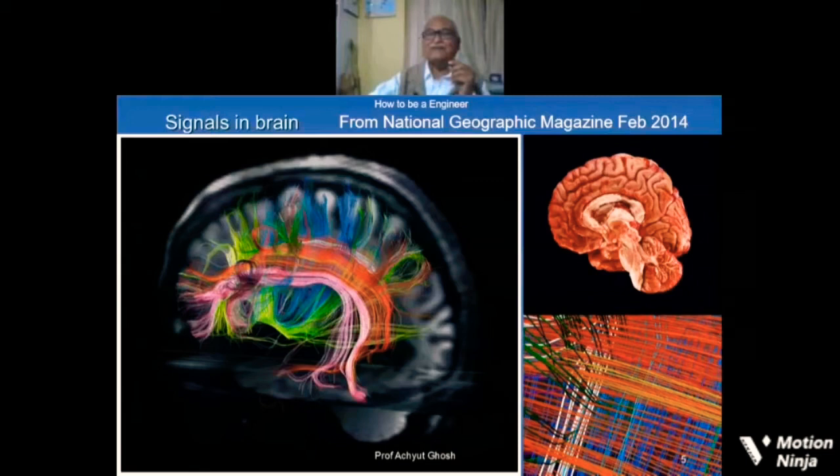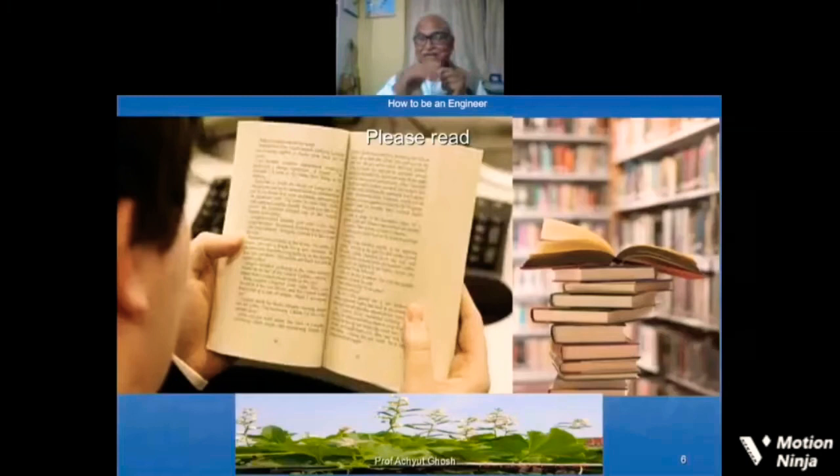I am 81 years old. I still work about 10 hours a day. I believe I haven't got Alzheimer's as yet. Please read. Looking at books does not help these days. Due to the advent of the mobile, the reading habit has gone.